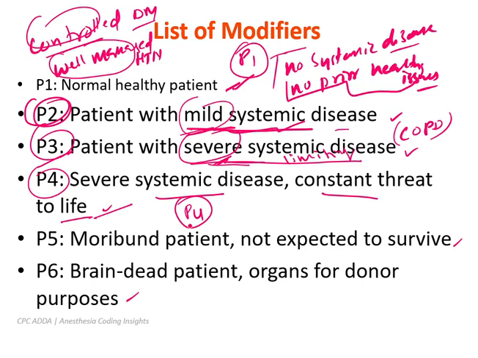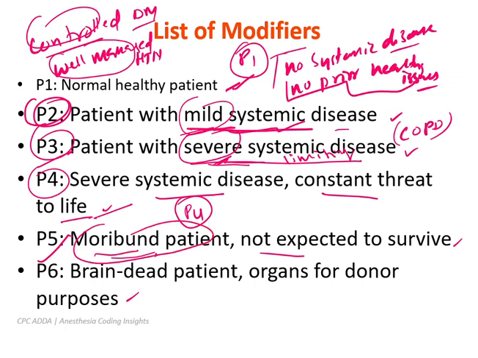Next, see P5. P5 is a moribund patient not expected to survive without the operation. In this case the patient's condition is very critical, and if you leave the patient without any treatment, the patient will definitely expire. But if you do the surgery, there is a possibility of survival. That is the moribund patient. What is a moribund patient?